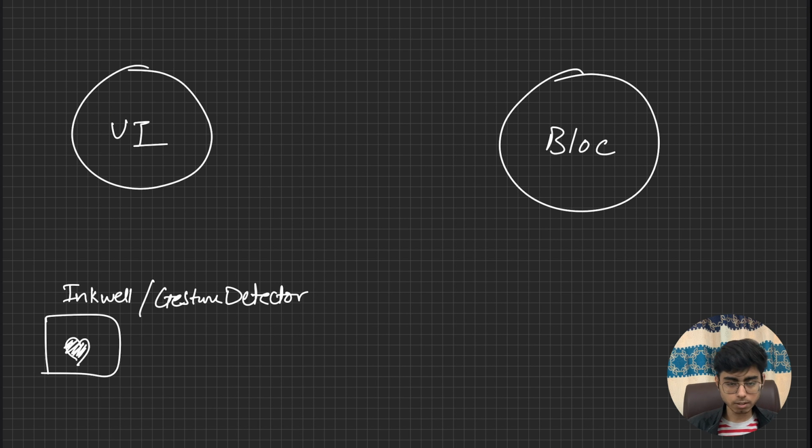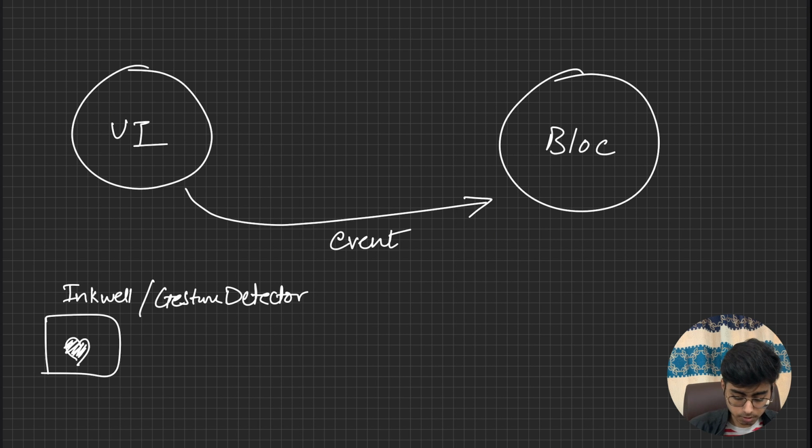So when I click on this heart button, I will send an event to my bloc, right? And I can name this event. I'm going to show you how you can do it. This event name should also be unique. So basically this event is a class and this class name should be unique. And you know that we can't have the same class names, right? So this is an event.